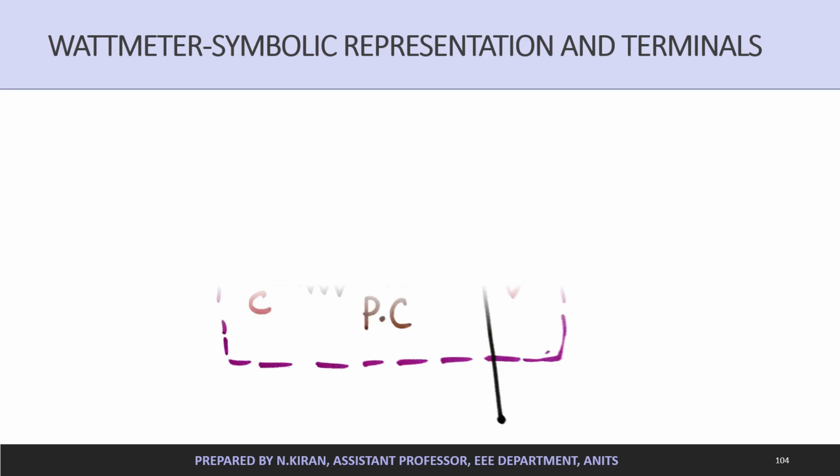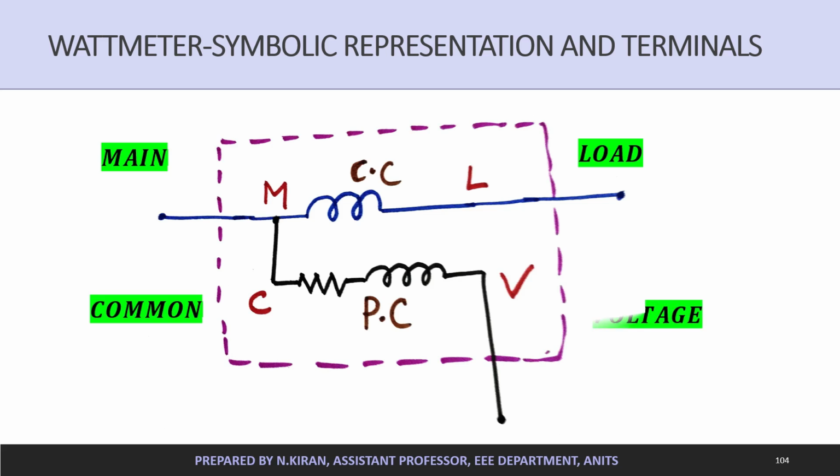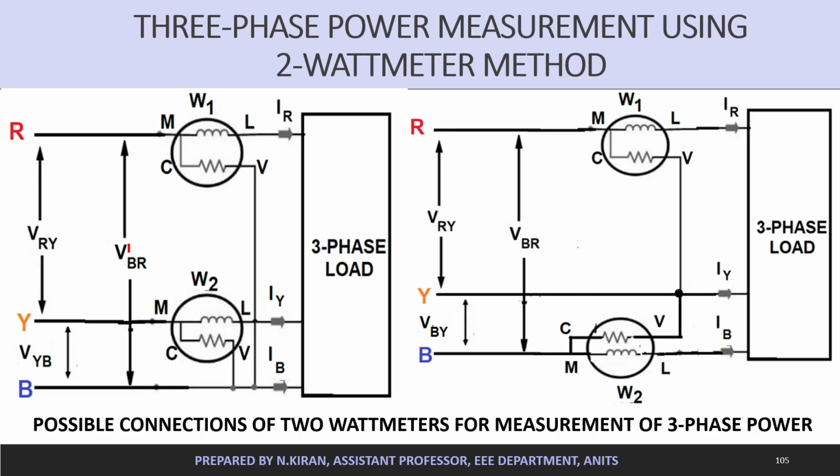The wattmeter symbolic representation is shown, which consists of two coils. One is the current coil indicated as CC and another one is the pressure coil indicated as PC. It is a four-terminal device where M stands for mean, L stands for load, C stands for common and V stands for voltage. So there are two possible ways of connecting two wattmeters for the measurement of three-phase power.